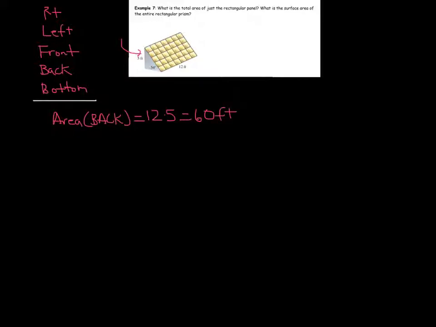All right, so that is the area of the back. Now I want you to notice that the left side, which I'm going to draw there, you go, the left side and the right side have the shape of a triangle. And what is the area of a triangle? The area of a triangle is going to be base times height divided by 2.